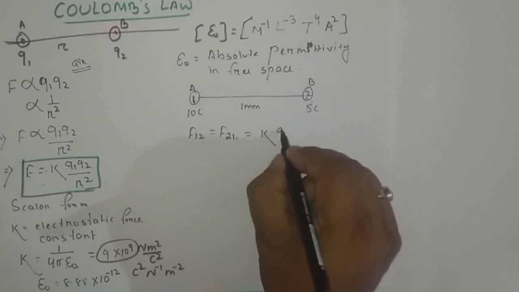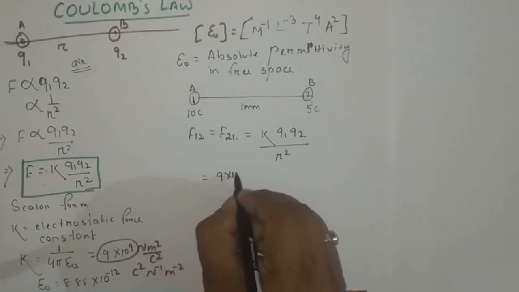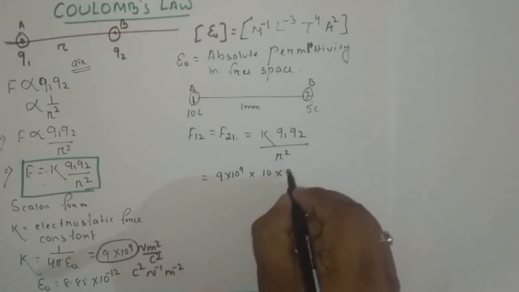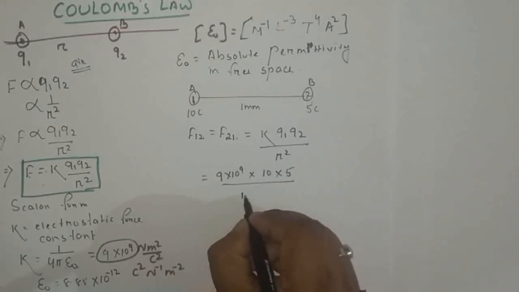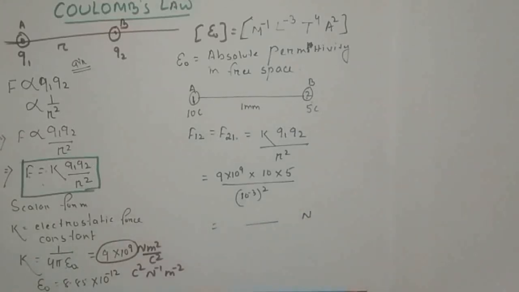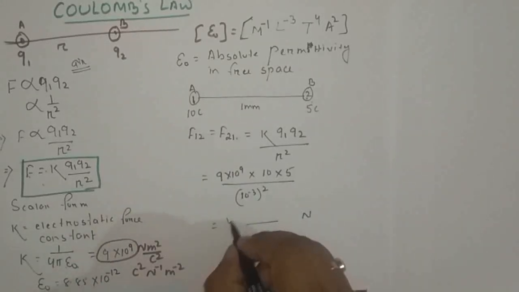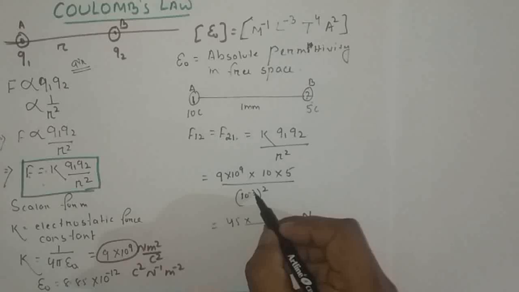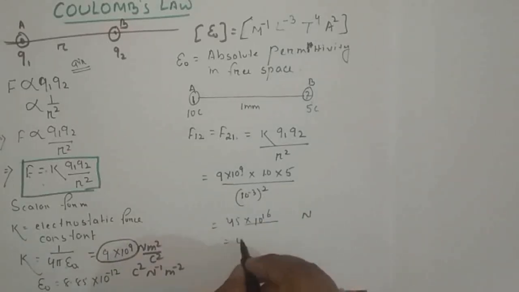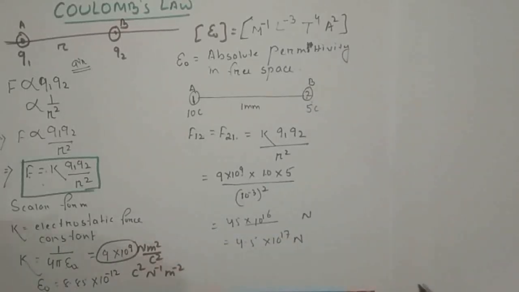That is equal to K into Q1 into Q2 by R square. What is the K value? 9 into 10 to the power 9. Q1 is 10, Q2 is 5, by 1 millimeter square, that is 10 to the power minus 3 square. Whatever answer you get, we have to write in terms of Newton. This will be 45 into 10 to the power 15, or in scientific representation, 4.5 into 10 to the power 16 Newton.